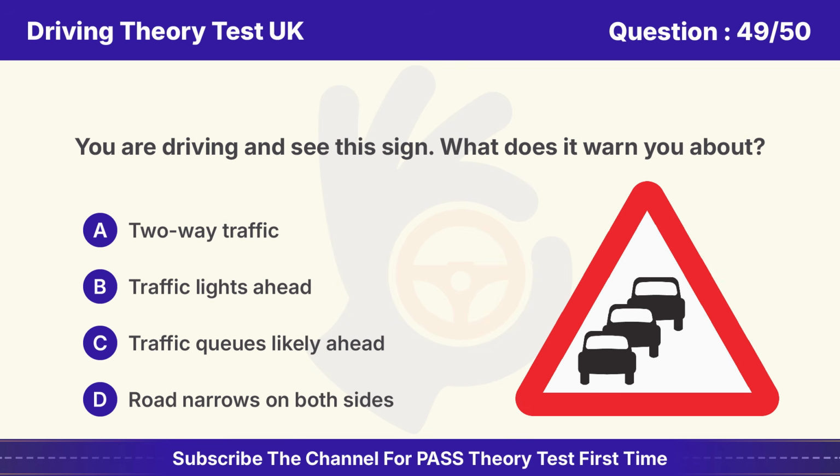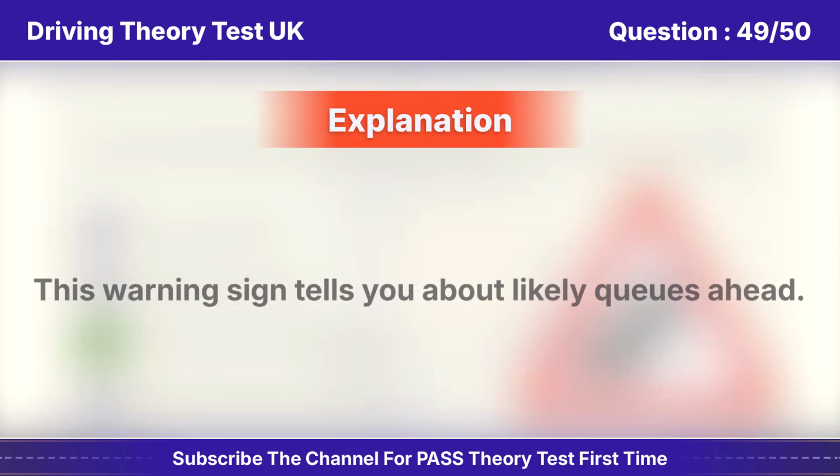Question 49. You are driving and see this sign. What does it warn you about? Answer is C. Traffic queues likely ahead. This warning sign tells you about likely queues ahead.